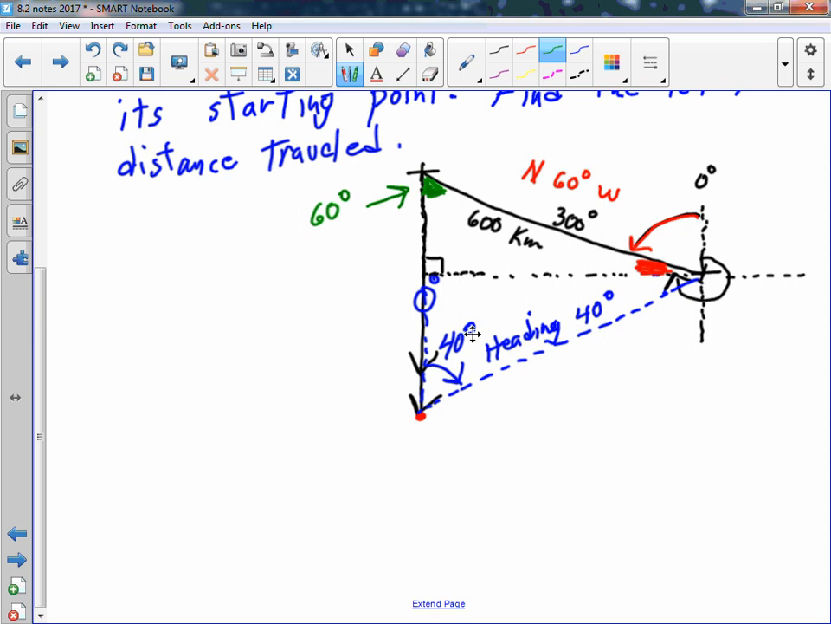These are opposite. Remember last week we talked about opposites? This one is 60. This is opposite. So let's just call this D for distance down here. So remember, if we have opposites, what we can use? Yes, law of sines. So we can say the sine of 60 degrees over d equals the sine of 40 degrees over 600.